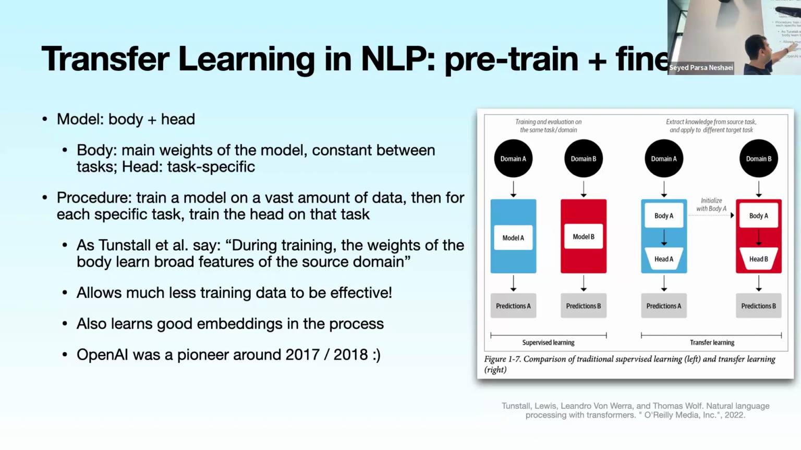What's the idea behind this? During training, the weights of the body usually learn broad features of the source domain, not specific features. It can't classify between sad and happy, but it learns the language. It learns sentences. I mean, nobody knows exactly what they learn because they're usually black boxes, but they somehow learn.